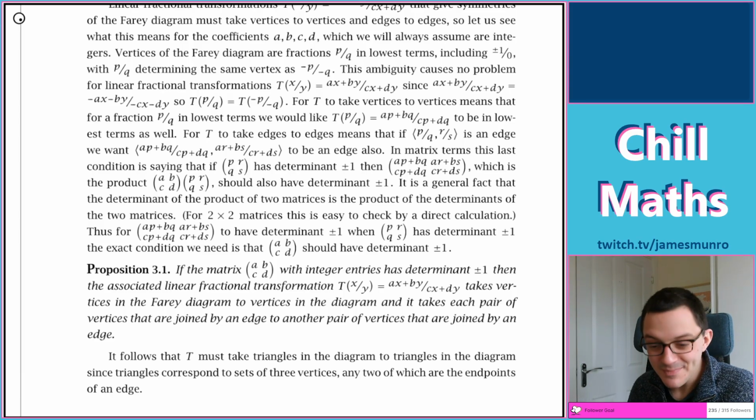Okay, here's a proposition. If the matrix with integer entries has determinant plus or minus 1, then the associated linear fractional transformation, which takes a fraction and returns this fraction, takes vertices in the Farey diagram to vertices in the diagram, and takes each pair of vertices that are joined by an edge to another pair of vertices that are joined by an edge.